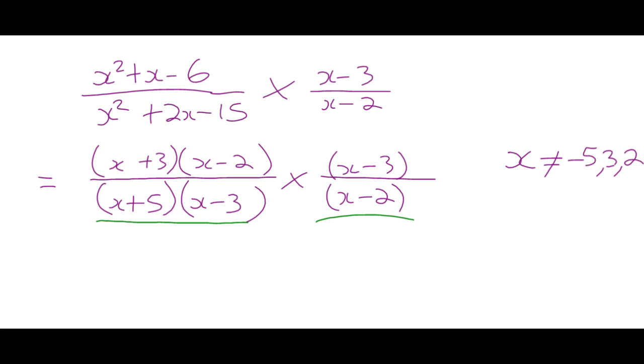I don't care about this. I'm not going to put negative 3 down as a restriction. I don't care if this is 0, so what? What's 0 divided by anything? 0. What's anything divided by 0? Undefined. That's what we care about. We can't divide by 0. We can divide into 0. Okay, now what?